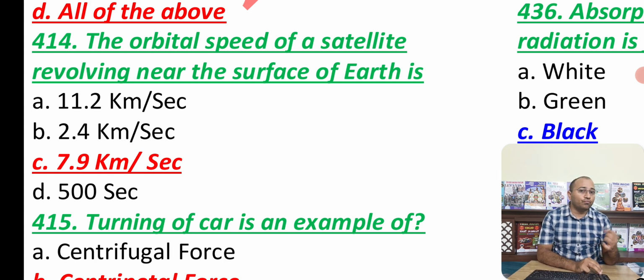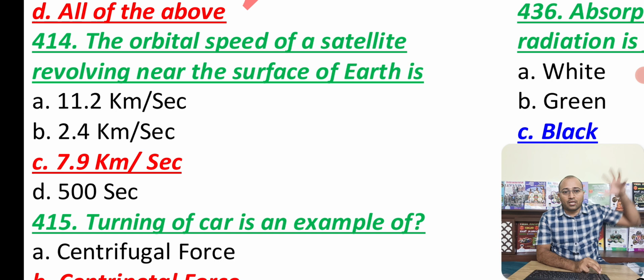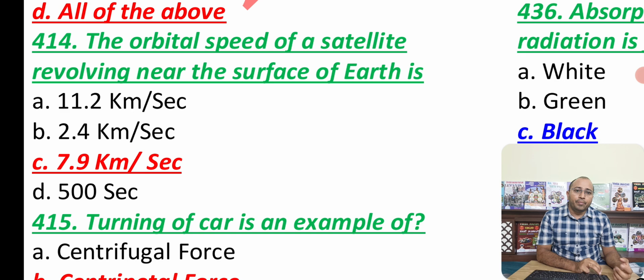When it comes to 500 seconds, what is this? This is the distance between the Sun and the Earth. The rays of the Sun reach the Earth in 500 seconds, or we can convert it into minutes also. You can comment to me in minutes.